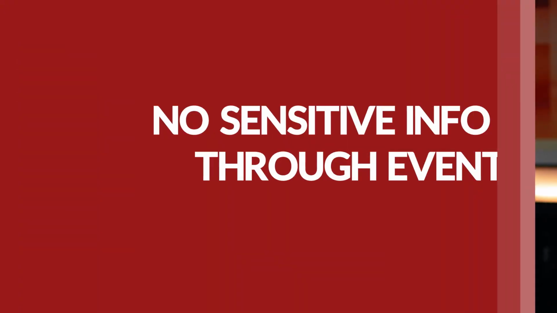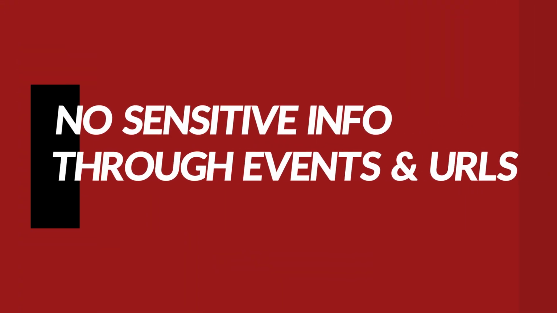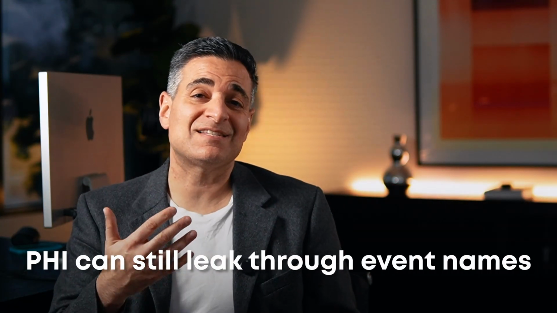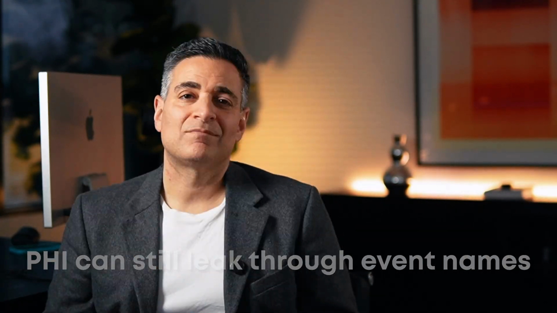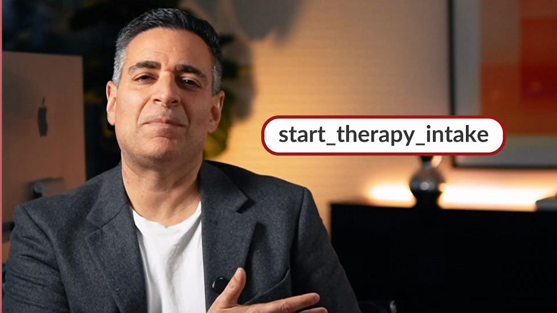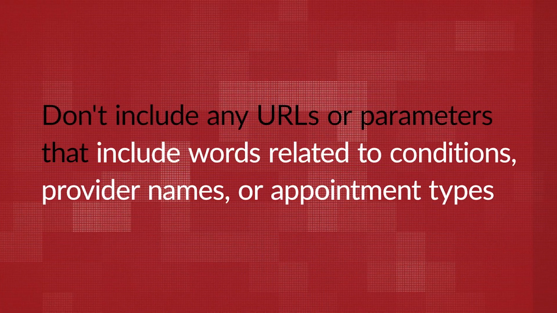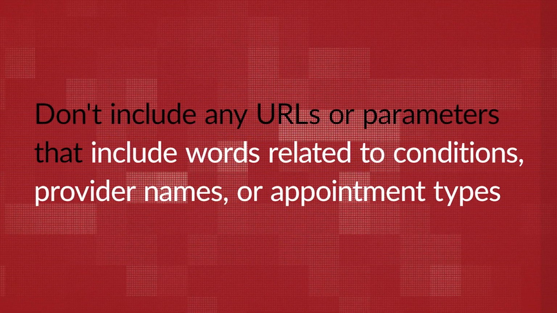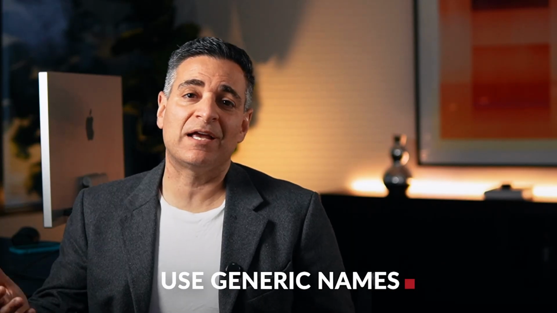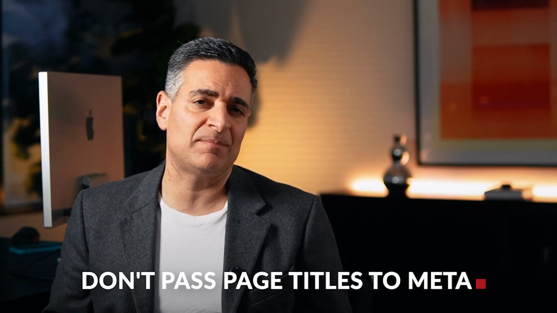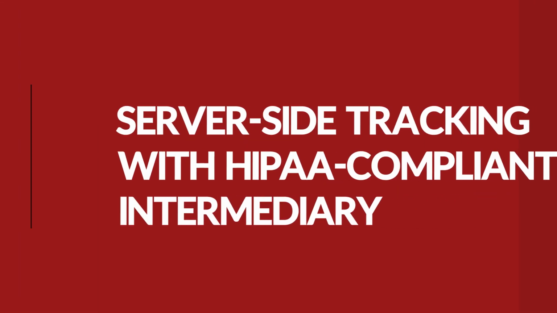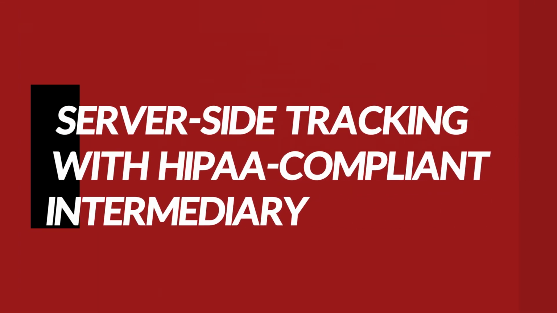Step 3, stop sending sensitive information through your events and URLs. So even with the pixel removed, PHI can still leak through event names. In other words, something like start therapy intake. Don't include any URLs or parameters that include words related to conditions, provider names, or appointment types. Strip all query parameters and use generic names like lead or contact, and don't pass any page titles back to Meta either.